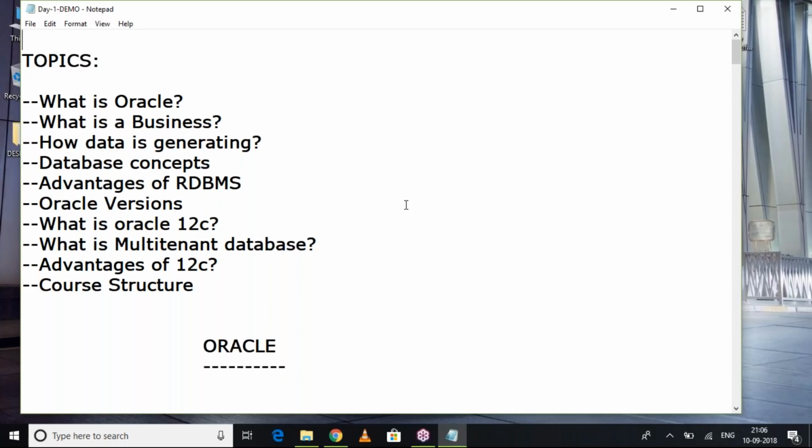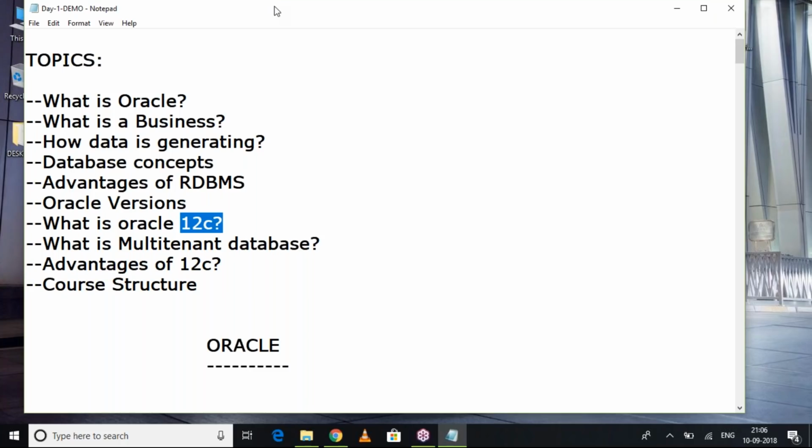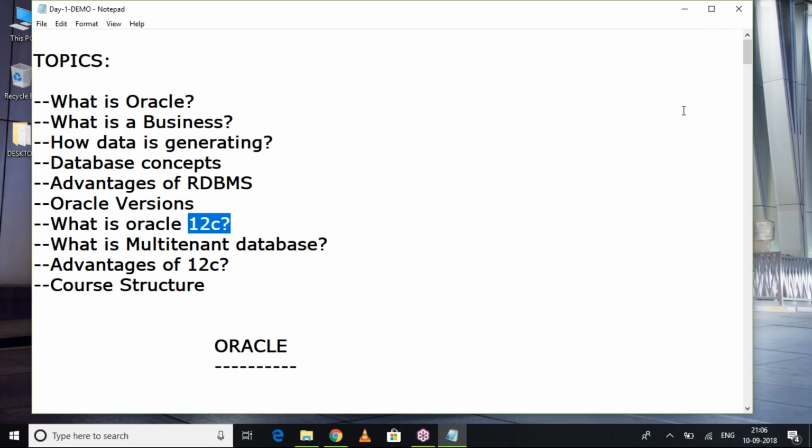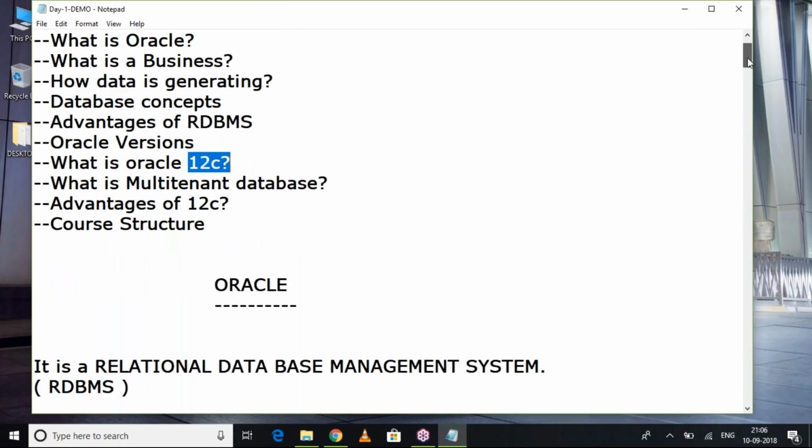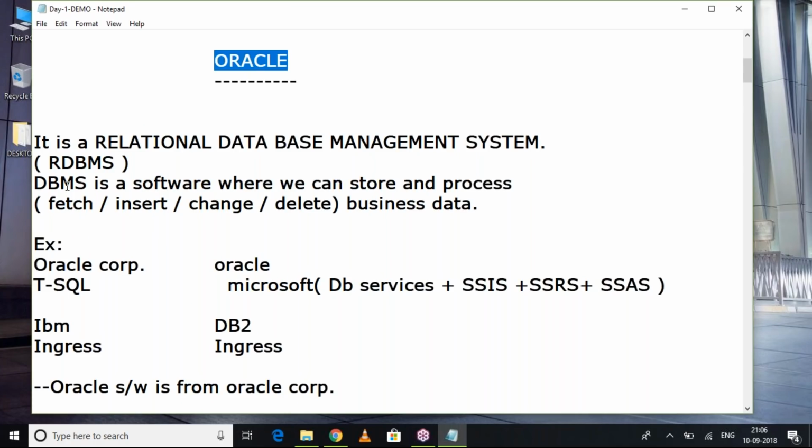In the demo session, finally, what you will get from my side, you will understand what is Oracle, why Oracle, why you are learning Oracle, and what is the latest version of Oracle. This part you can understand today. Let me start our demo session. What is Oracle? Oracle is an RDBMS, Relational Database Management System.